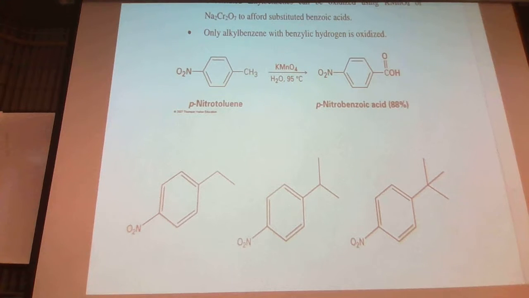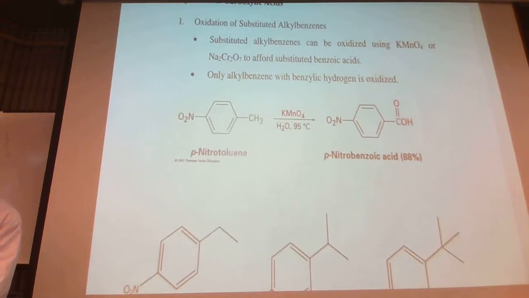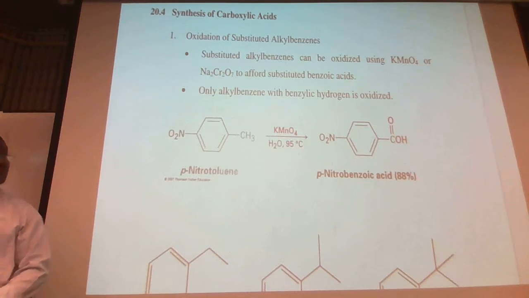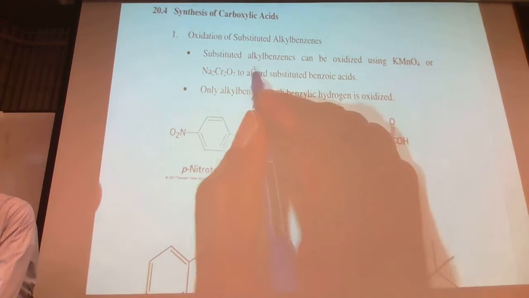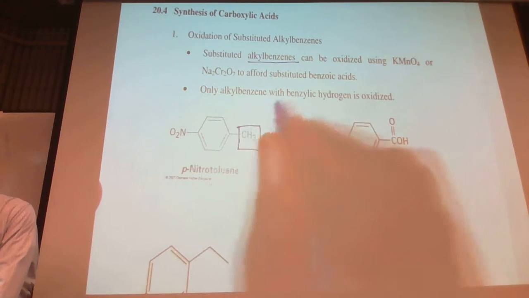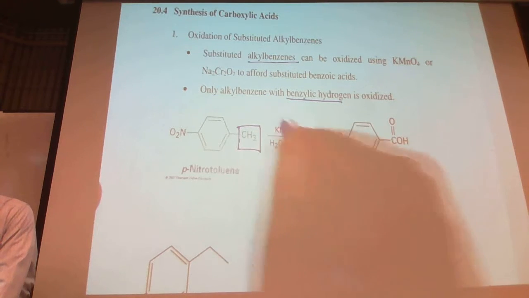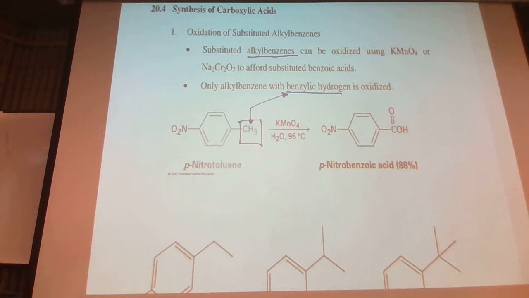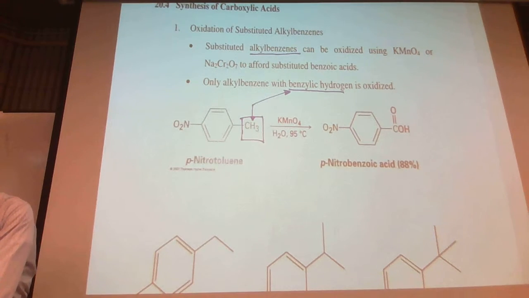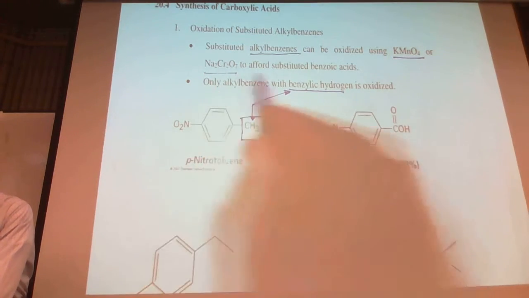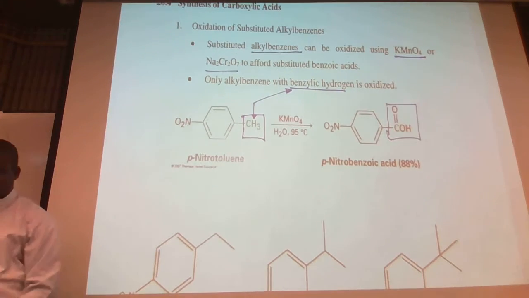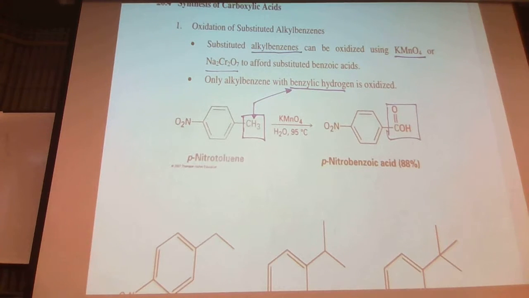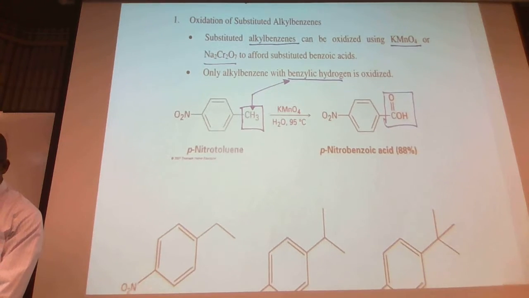So how do you synthesize the carboxylic acid functional group? The reactions are something that we've talked about, so it's like a review. So if you have alkyl benzene, so basically a benzene that has benzylic hydrogen, at least one benzylic hydrogen. So this hydrogen is referred to as benzylic hydrogen. You can oxidize those alkyl benzenes with potassium permanganate or dichromate to give you the corresponding carboxylic acid. Okay, but you must have a benzylic proton for it to be oxidized.